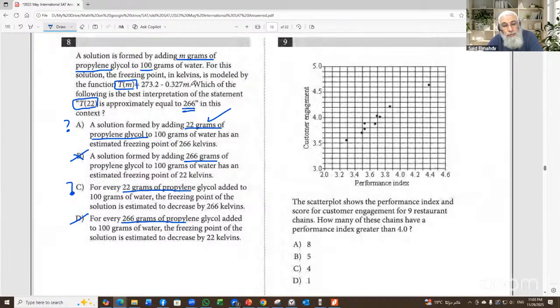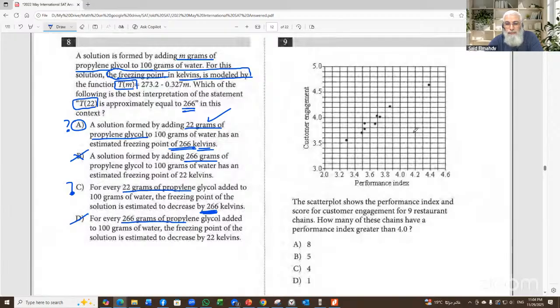22 grams of propylene is equal to 266. This is the temperature. It is said here: for this solution, the freezing point in kelvins is modeled by. So 266 is the freezing point. So water has an estimated freezing point of 266. This is correct. The other one says the freezing point is estimated to decrease by, no, it has an estimated freezing point of this, not decreasing by. Okay, so the solution is number A.